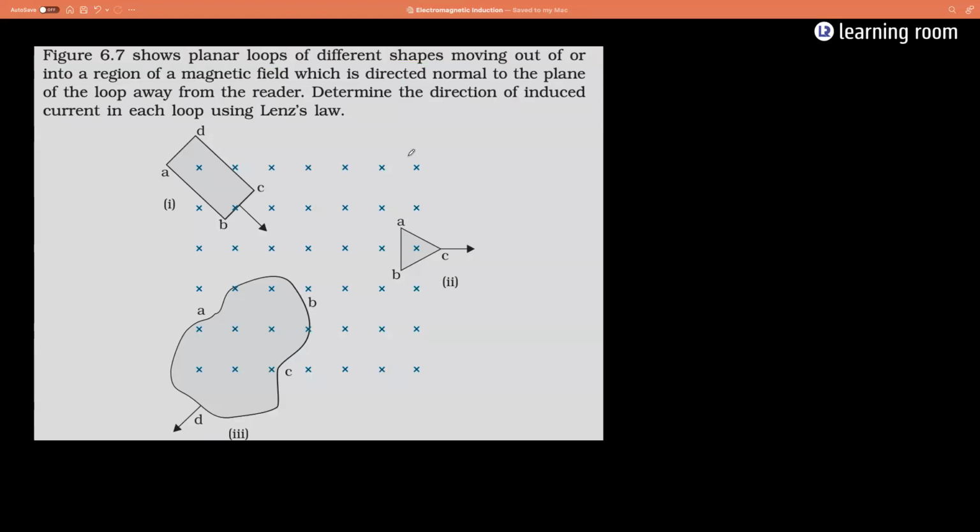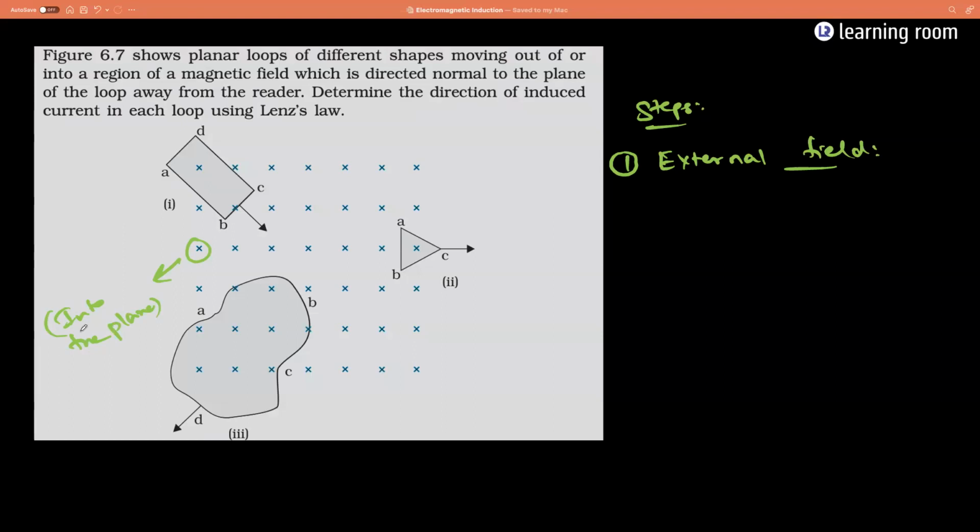Sir, first one is DCBA, like the rectangle. Is it clockwise or anti-clockwise? Clockwise. Okay. So what are the steps to be followed? First we see the external magnetic field. It is coming outwards. So according to Lenz law, the induced current inside the loop opposes the cause. It is into the plane, right? Oh, I'm sorry, sir. Then anti-clockwise. Yeah, it is anti-clockwise. That's what I was wondering. It is into the plane.